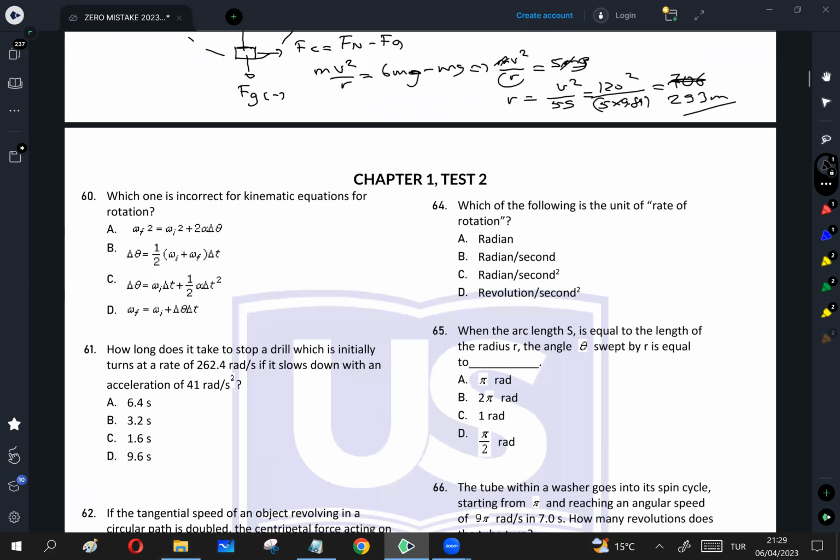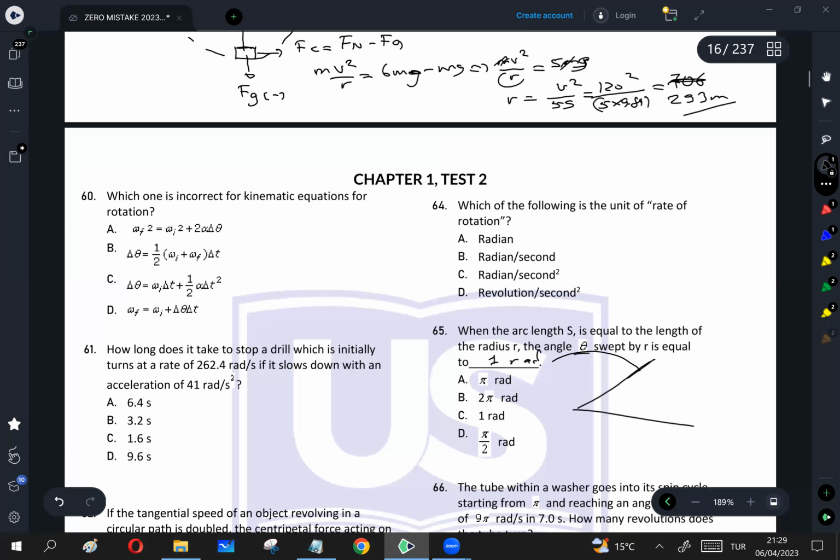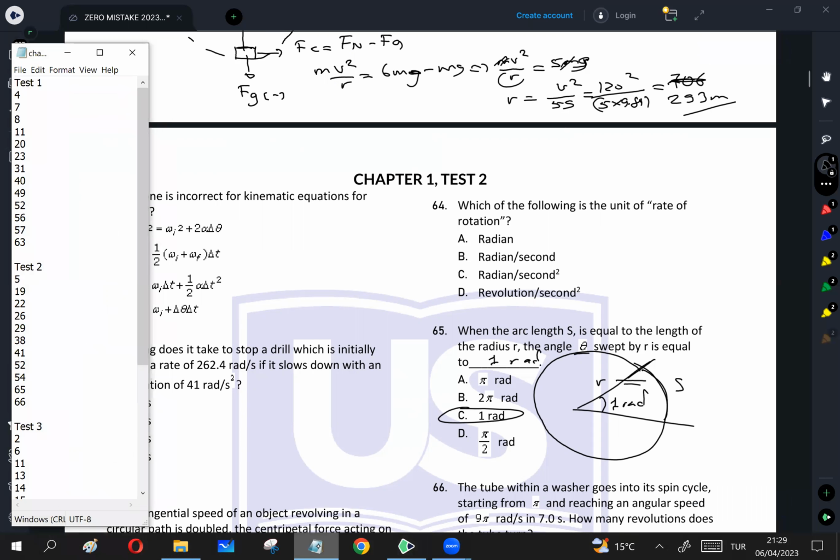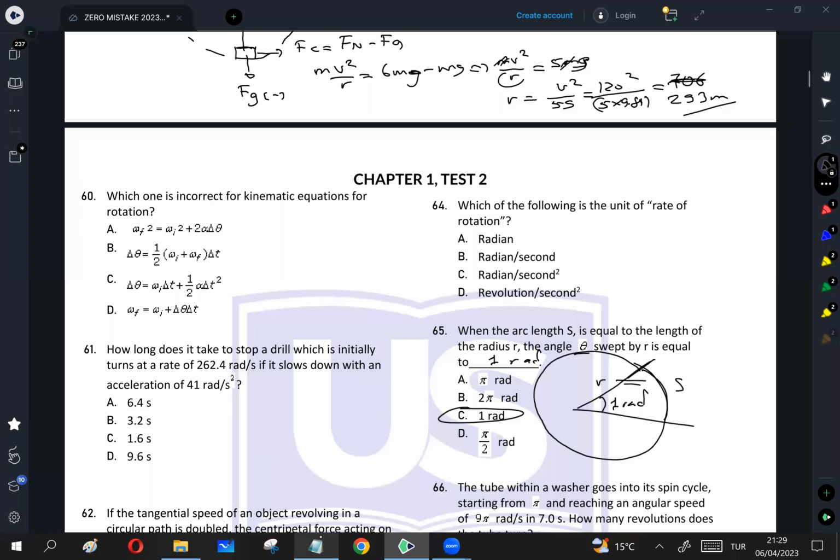What is, when the arc length S is equal to the length of the radius R, the angle theta is its definition of 1 radian. So on a circular motion, the radius and arc length are equal for the angle which is 1 radian. It's the definition of 1 radian. And after 65, we go with 66.